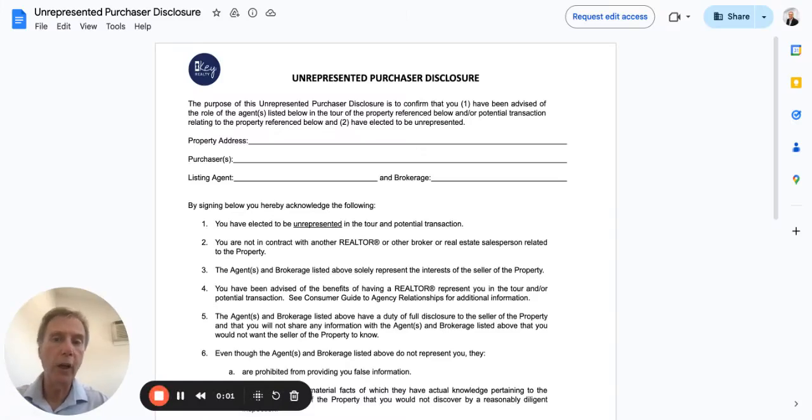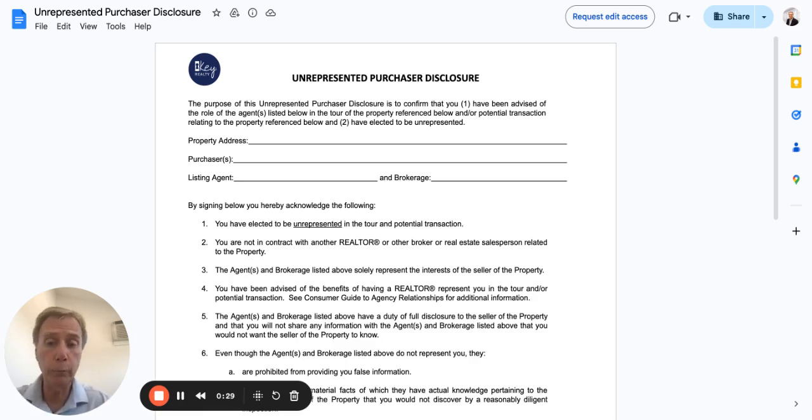Hello, I'm going over the unrepresented purchaser disclosure for you. The purpose of this disclosure is for when you're a listing agent and someone contacts you to see a property and they do not want to be represented by you or anyone else. They want to be a customer to purchase a property, not a client. They're not going to enter into a buyer's agency agreement with anyone and be obligated to pay a fee.